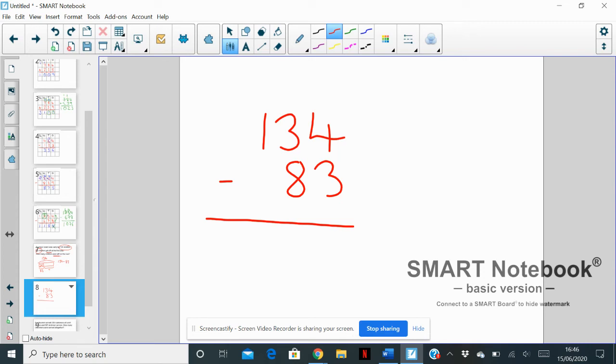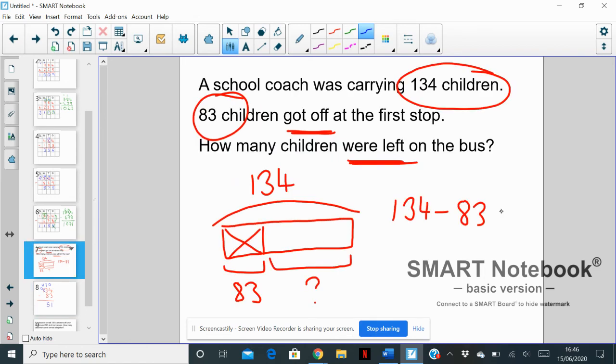But for this one, because they're larger numbers and I can't see any facts I can use, I'm going to use column subtraction. So I'm going to set it out in my place value columns and I'll label them to be sure. And I'll start in my smallest column. 4 subtract 3 is 1. 3 subtract 8 I can't do. So I'm going to take that 100 and regroup it as 10 tens. So I now have 13 tens. 13 subtract 8 is 5 and I have no 100 to subtract. So my final answer is 51.